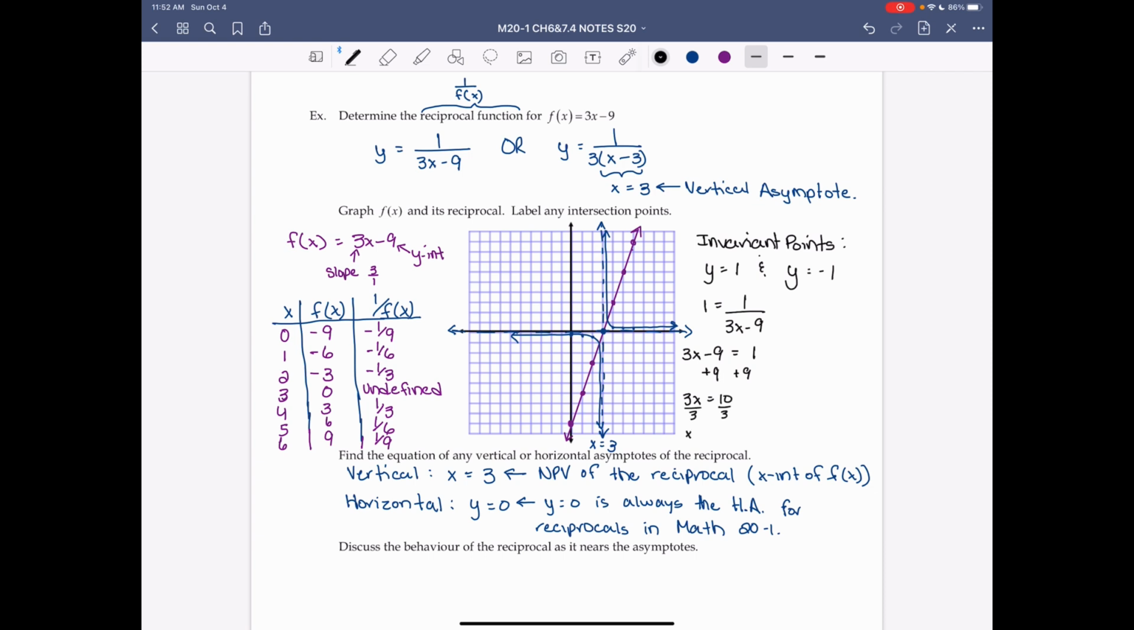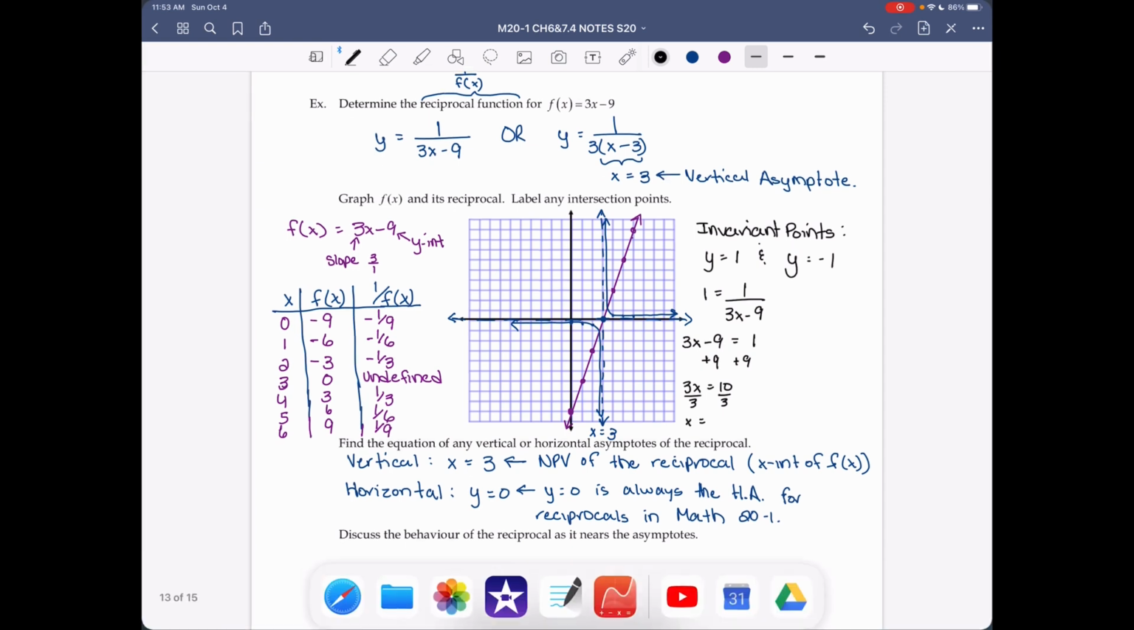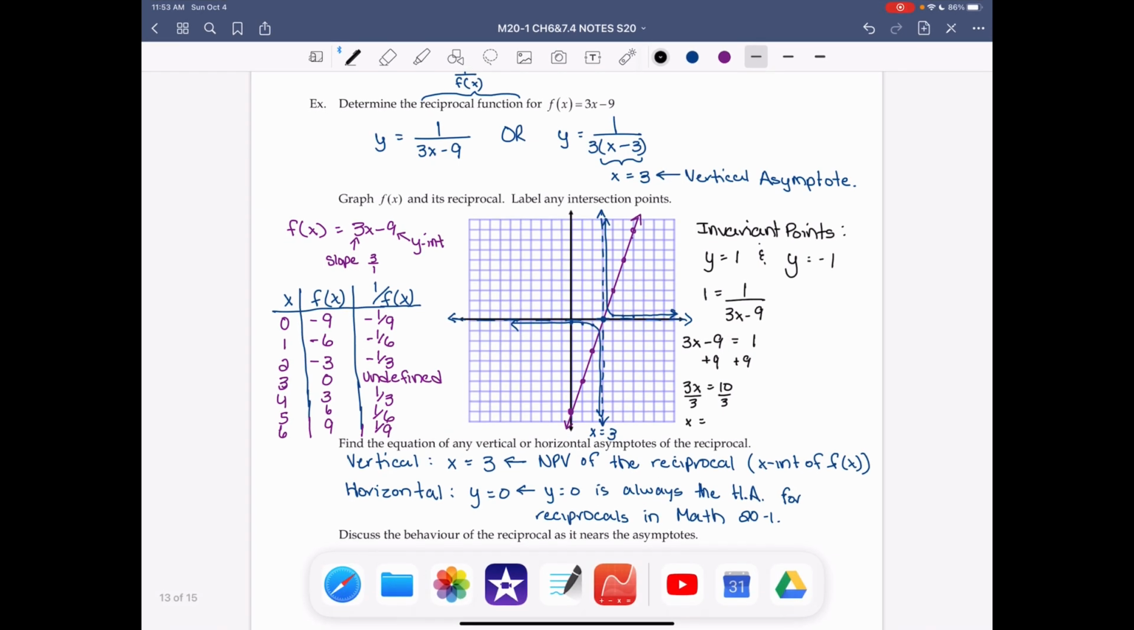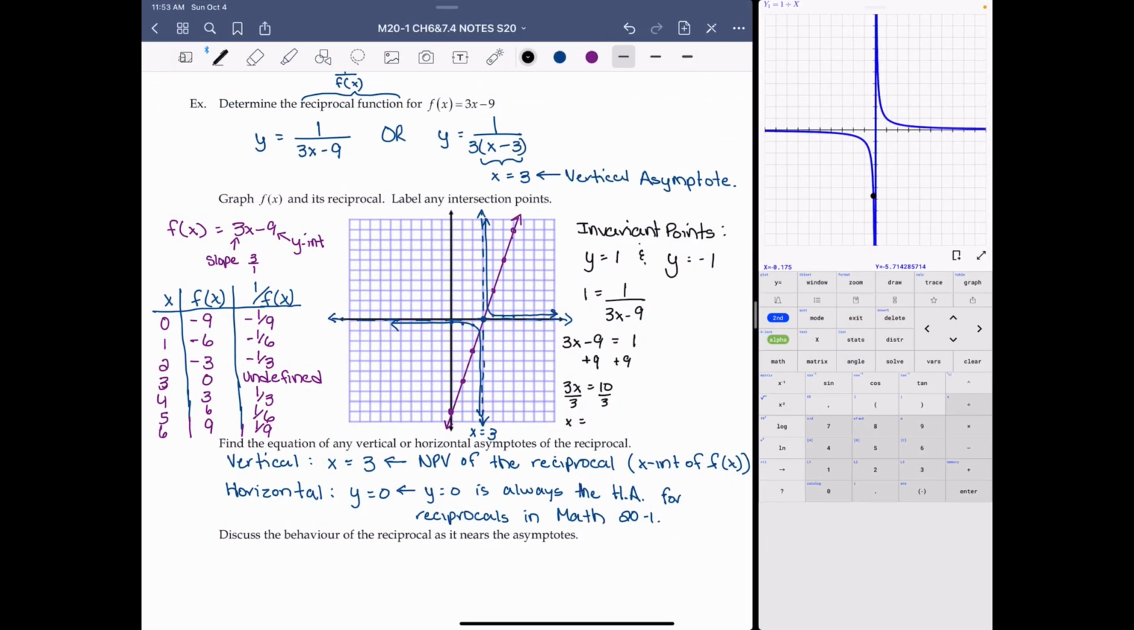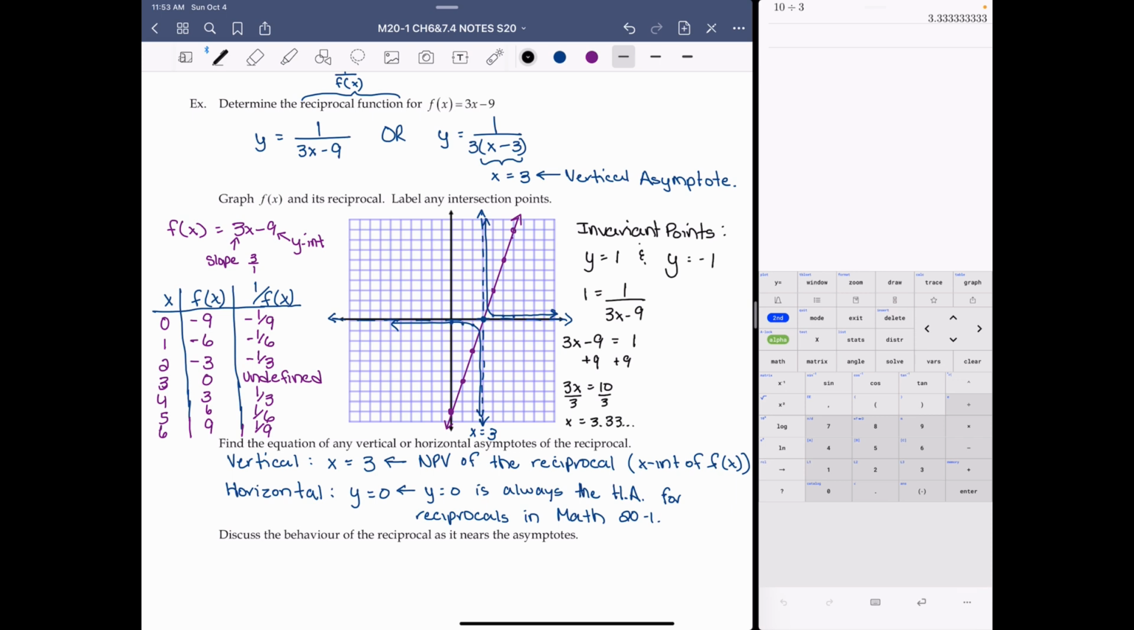get x equals 10 over 3, which as a decimal is 3.33. Do the same for -1. -1 equals 1 over 3x minus 9. Multiply both sides by 3x minus 9.